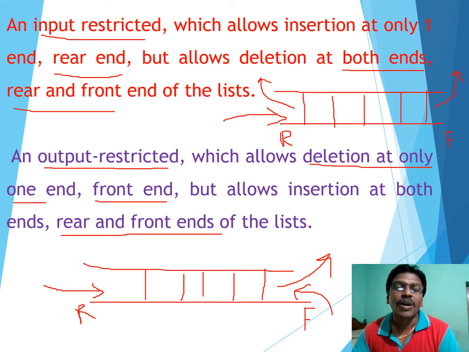That is the output restricted and the input restricted. Input restricted: insertion can be performed at only one end, that is the rear end, and deletions can be performed at front and rear. Output restricted: deletion at only one end, that is the front end, and insertion can be performed at both ends, that is the rear and front end.